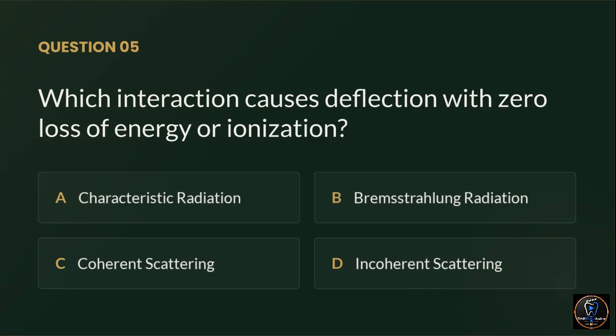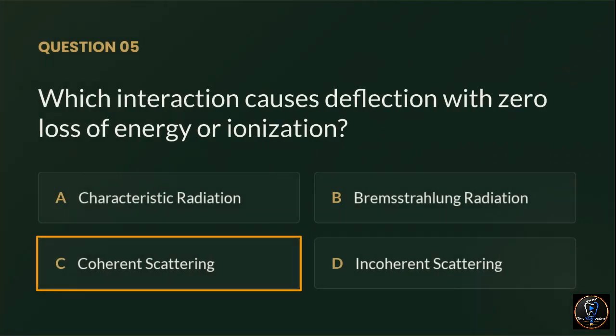Question 5. Which interaction causes deflection with zero loss of energy or ionization? Coherent scattering involves a change in direction of an X-ray photon without loss of energy.